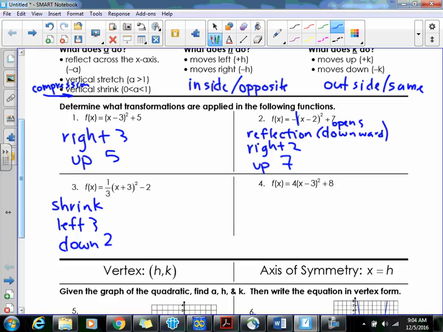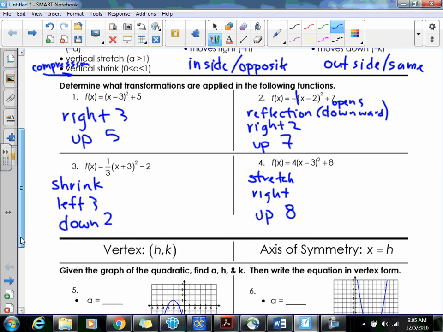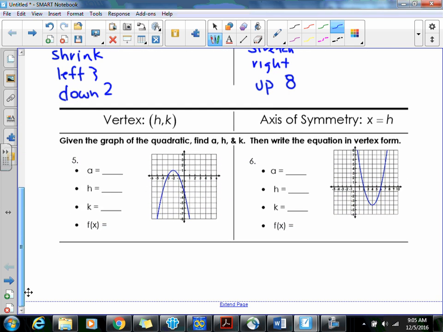All right, let's look at number 4. Okay, Tommy, the 4. What does that tell us? Okay, very good. It's a vertical stretch. Abby, the -3. What does that tell us? Go right. Right 3. And Lauren, what does the +8 tell us? Up 8. Absolutely. Okay, very good. You're doing good.